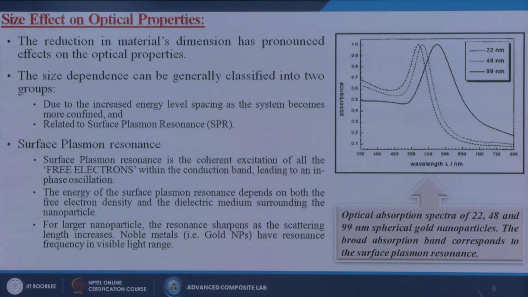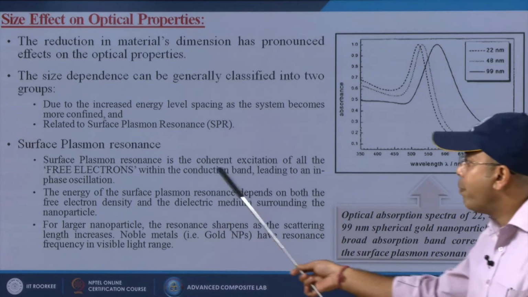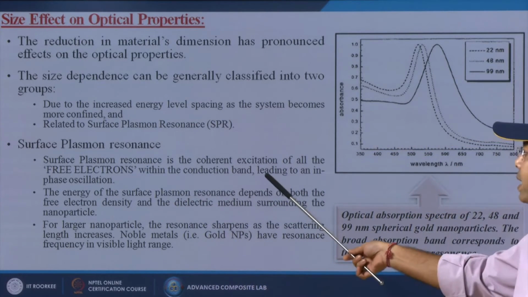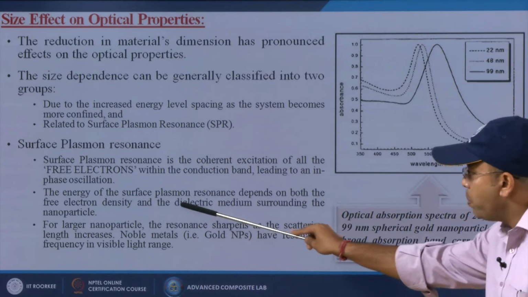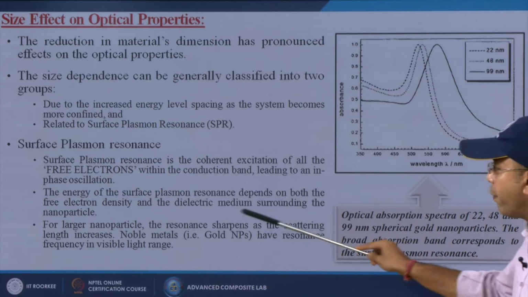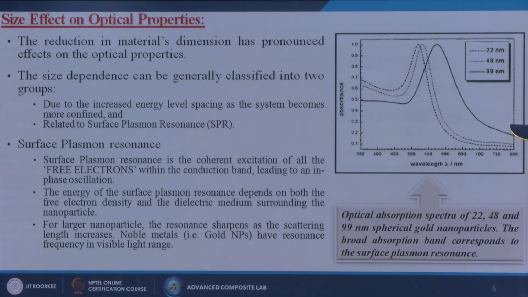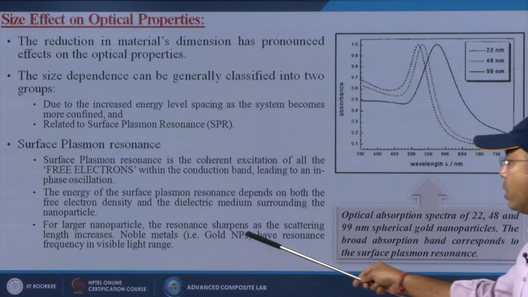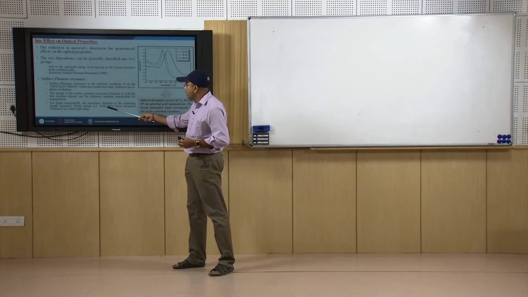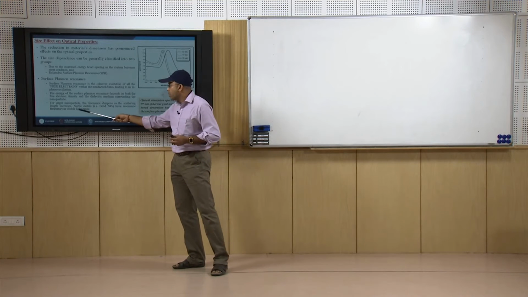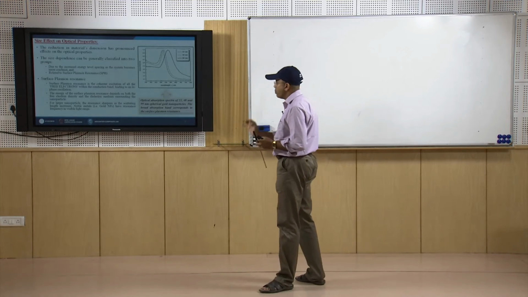So, what is the surface plasmon resonance? It is the coherent excitation of all the free electrons within the conduction band, leading to in-phase oscillations. The energy of the surface plasmon resonance depends on both the free electron density and the dielectric medium surrounding the nanoparticle. For larger nanoparticles, the resonance sharpens as the scattering length increases. Noble metals like gold nanoparticles have resonance frequency in the visible light range. So, this is known as the surface plasmon resonance.